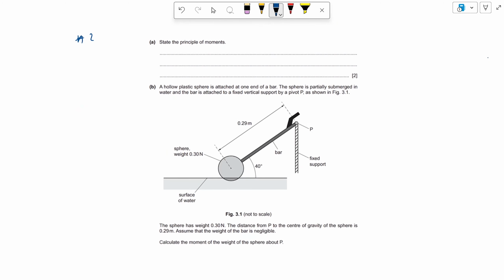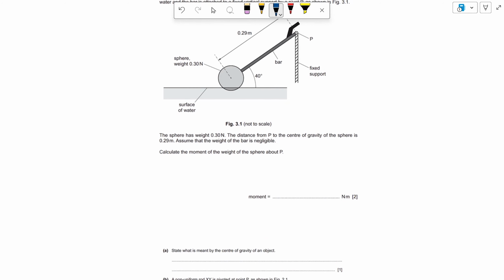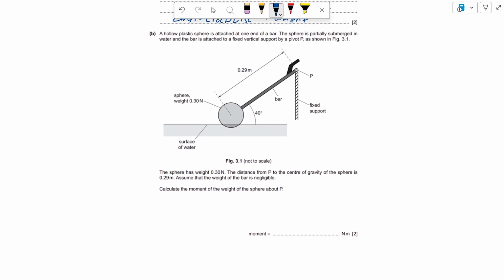So, second question, state the principle of moments. The sum of clockwise moments is supposed to equal the sum of anti-clockwise moments. So, sum of clockwise moment is equal to the sum of anti-clockwise moments. Okay, so now we have some diagram.